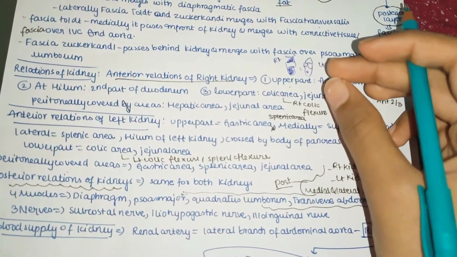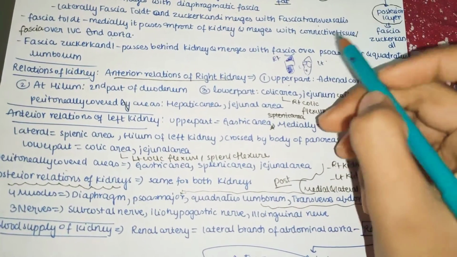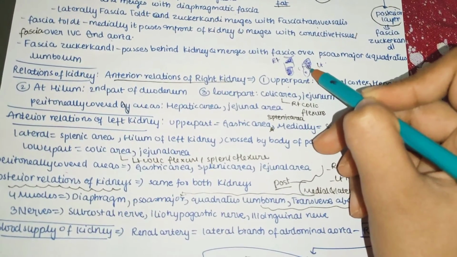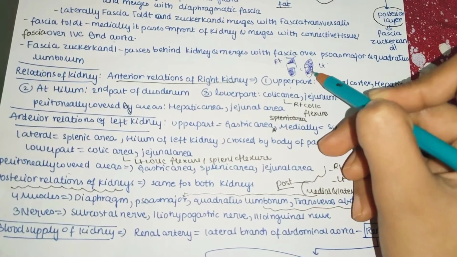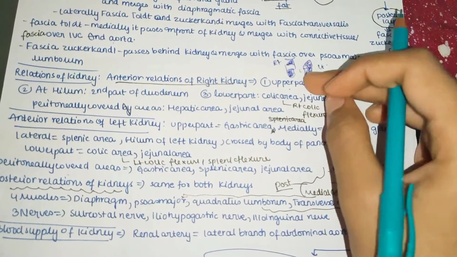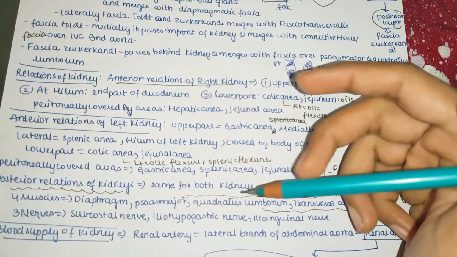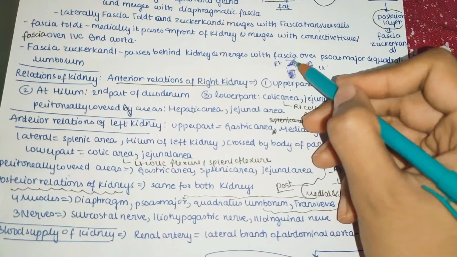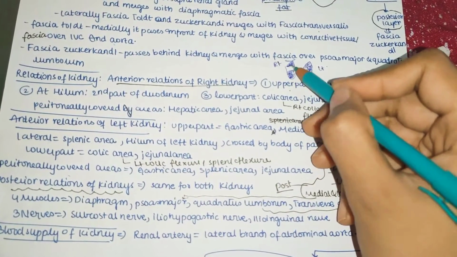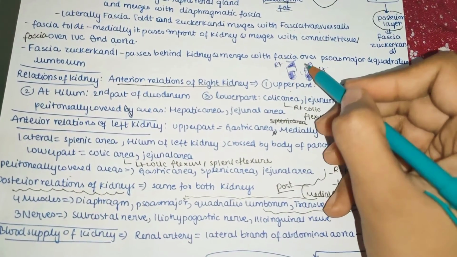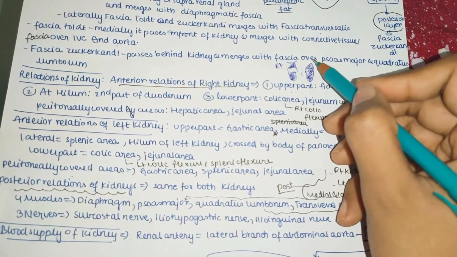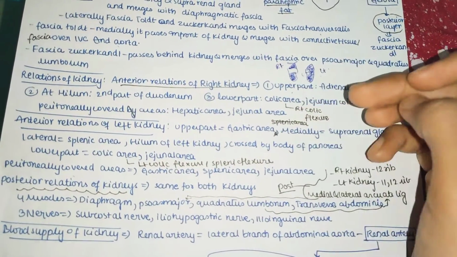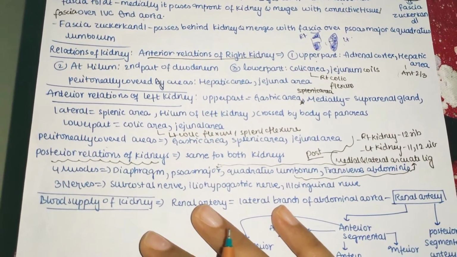Now in the left kidney, what areas are covered by peritoneum? The gastric area, the splenic area and the jejunal area are covered by peritoneum. So on the left side, three areas are covered by peritoneum, on the right side only two areas. What are those? That is the hepatic area and the jejunal area. Only these two are covered on the right side. But on the left side, three areas are covered by peritoneum: the gastric area, splenic area and jejunal area. So this you need to note regarding right and left kidney relations.